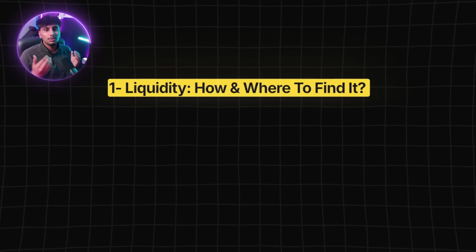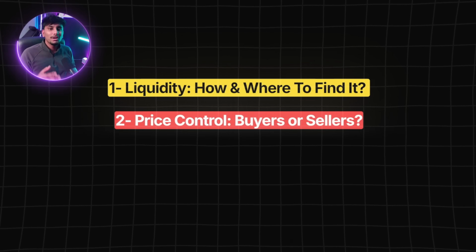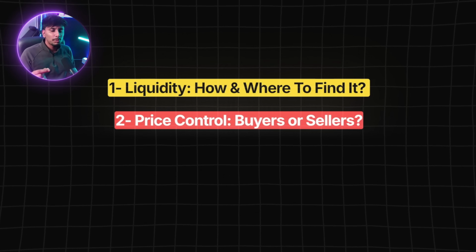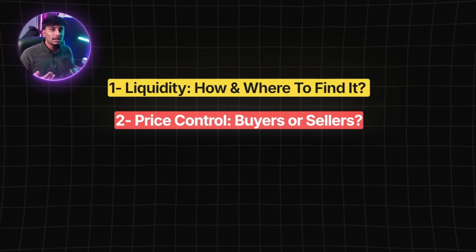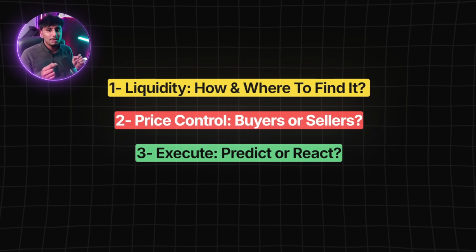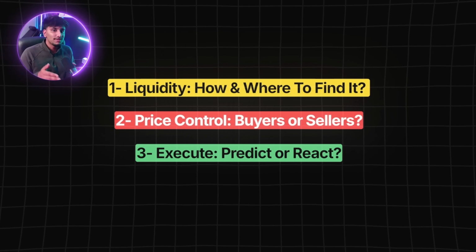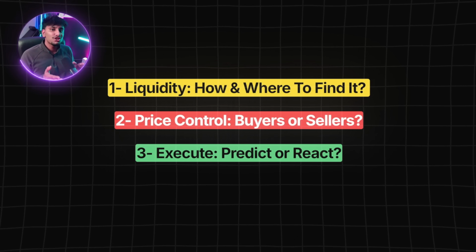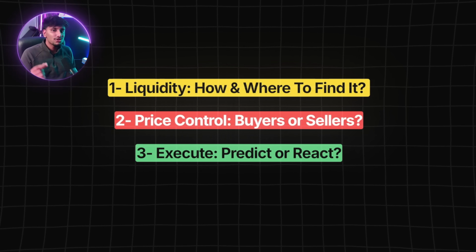Number 1 is liquidity. We're going to talk about where it is and exactly how to find it. Number 2, we're going to talk about price control. What is price control? Where are buyers? Where are sellers? And how should we be observing the markets? And finally, number 3, we're going to be talking about how to execute trades. Should we be predicting moves or should we be reacting to the moves that occur? This concept will help you increase your win rate, but also get higher risk to reward trades on every single A+ trade that you take.